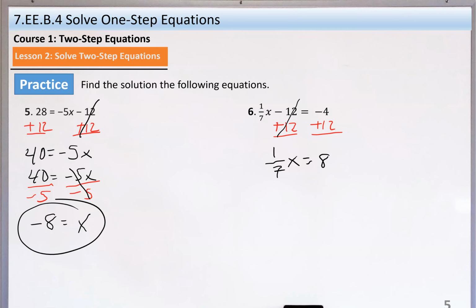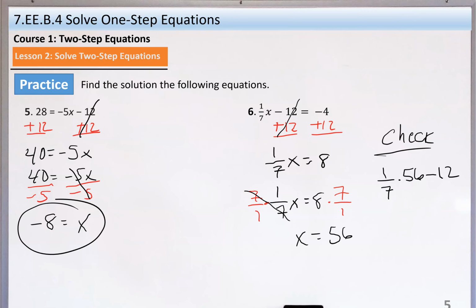Now I don't want 1/7x, I only want 1x. That will give me my solution. So I have to multiply by the reciprocal of 1/7, which is 7. But it's an equation, so I must multiply both sides by 7. 7 times 1/7 is 1. So I'm left with 1x equals 56.